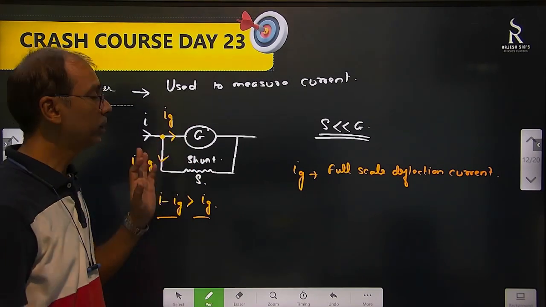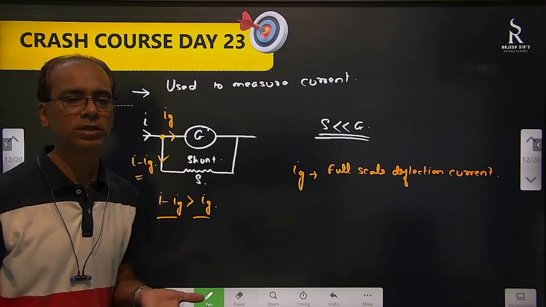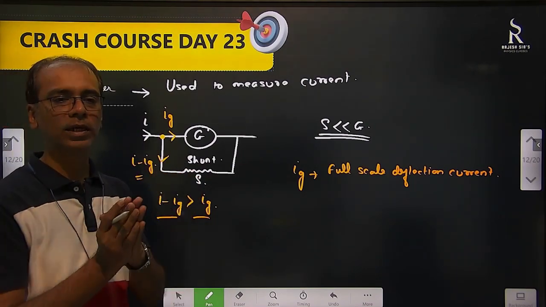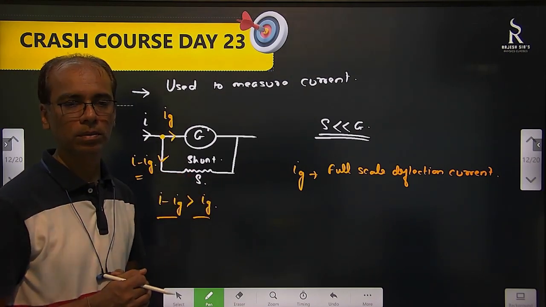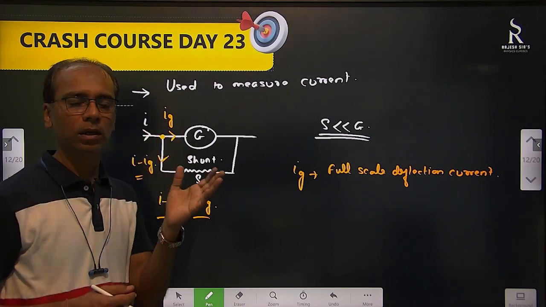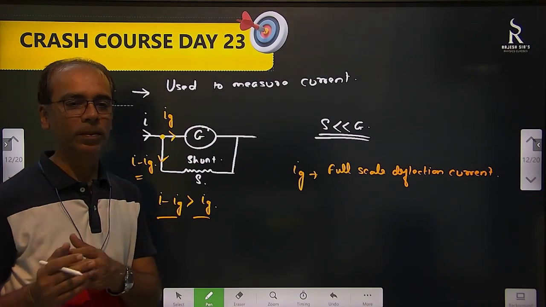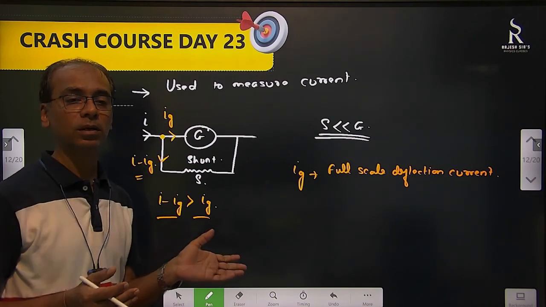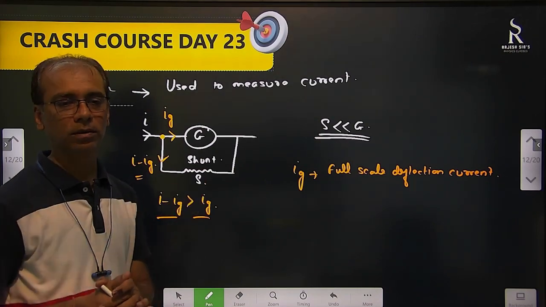Whatever passes through the galvanometer, that only produces the deflection, because maximum deflection is fixed. Whatever maximum deflection is in the galvanometer, the same deflection will be there in the ammeter also. But then how will the ammeter and galvanometer scales be different? The galvanometer can measure only up to, let's say, 0.1 ampere, but the ammeter is able to measure up to 100 amperes. Only the scale will change.